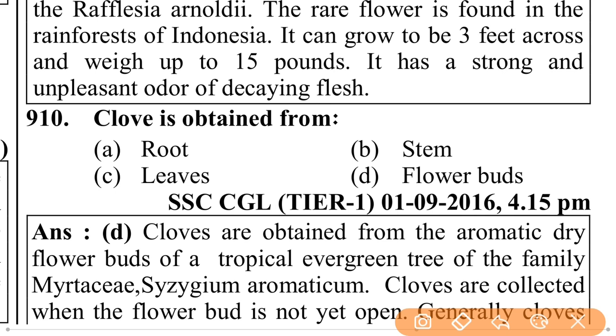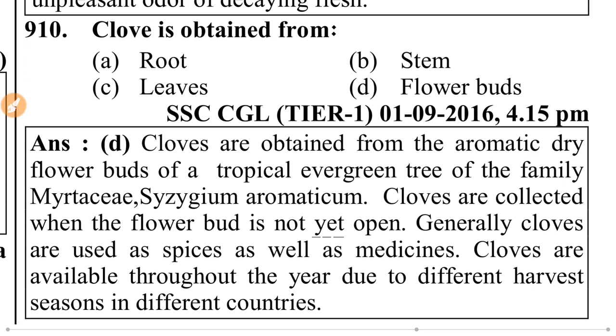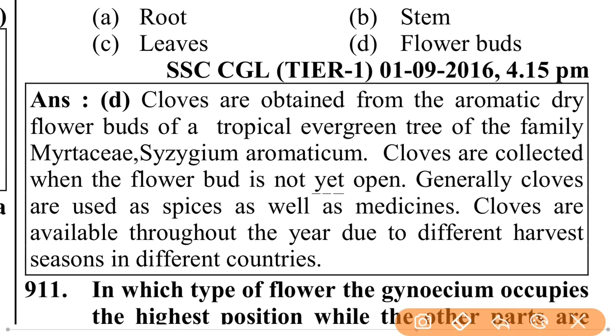Clove is obtained from flower buds. Cloves are obtained from the aromatic dry flower buds of a tropical evergreen tree of the family Myrtaceae, Syzygium aromaticum. Cloves are collected when the flower bud is not yet open. Generally, cloves are used as spice as well as medicine. Cloves are available throughout the year due to different harvest seasons in different countries.